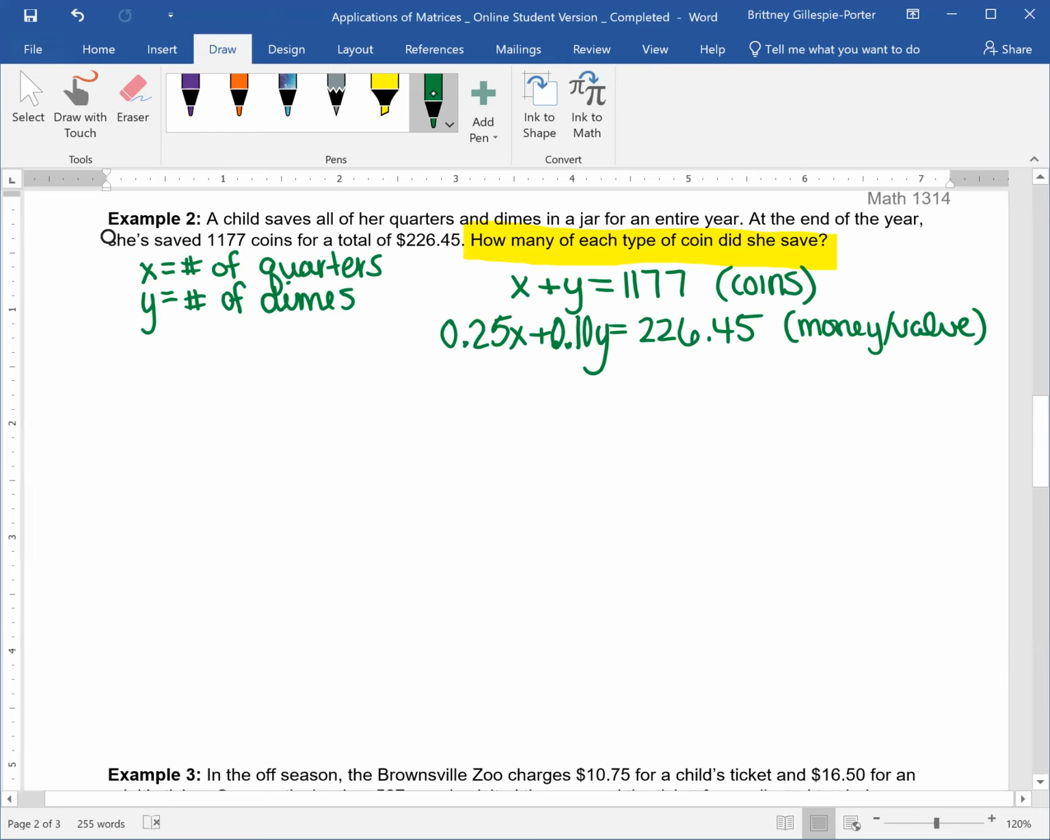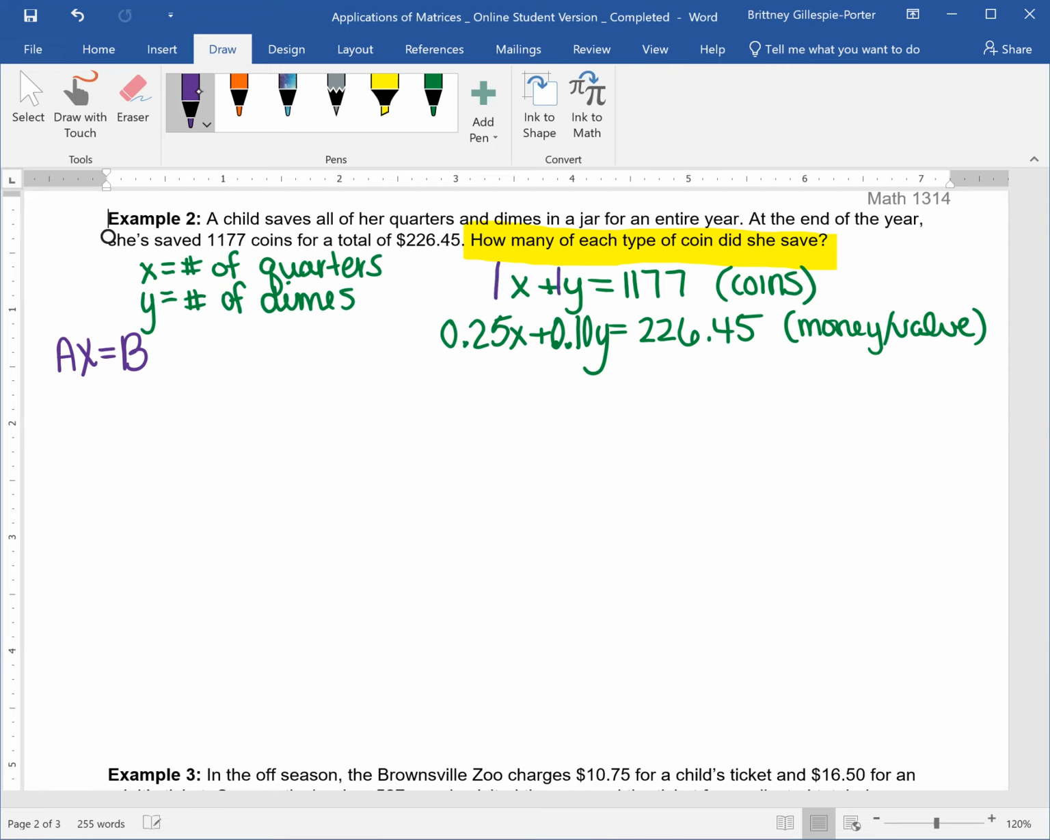All right. Now that we have our equations, we can write our matrix equation, AX equals B. Remember, A is our coefficient matrix. There are imaginary ones in front of the X and Y in the first equation. So we're going to have 1, 1, 0.25, 0.10. X is going to be our variables, X, Y. And B is what we're going to be equal to.